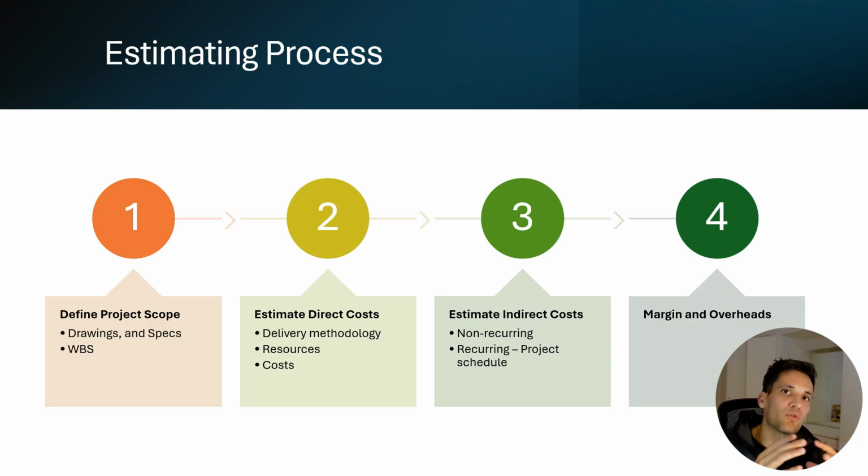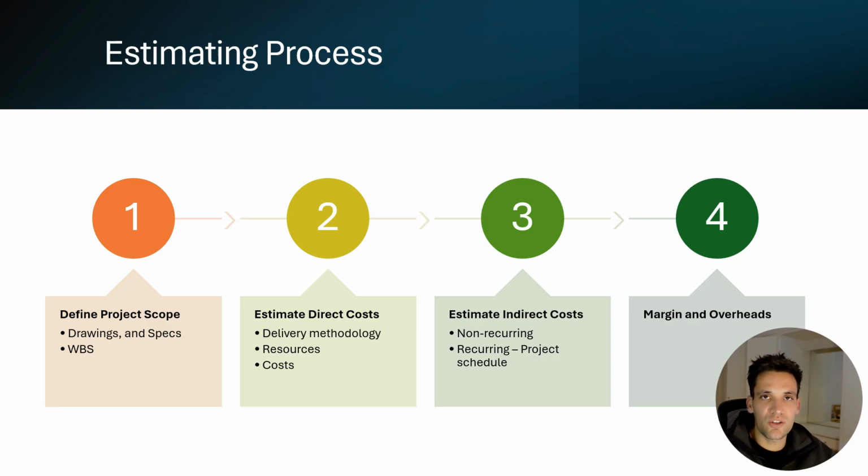We'll be taking the overall scope of the project and defining and breaking that down into component pieces. The next thing we need to do is estimate our direct costs. So our direct costs, as I've said before, are the cost to physically complete the construction works.